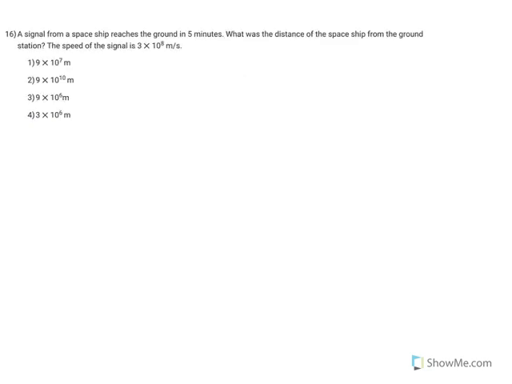A signal from a spaceship reaches the ground in 5 minutes. So time is 5 minutes. So I just write it out here. We cannot work in minutes. We are going to work in seconds. So we put 5 into 60. So this would be 300 seconds.